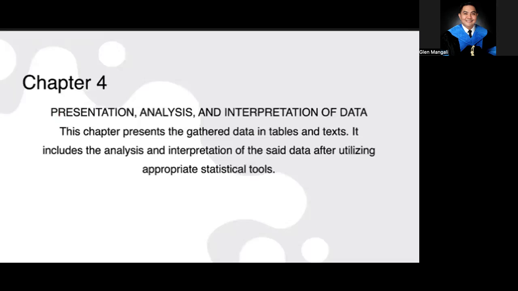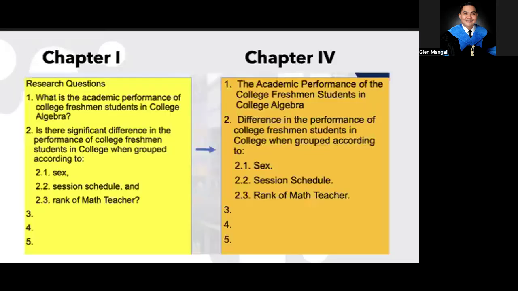So chapter 4 focuses on the presentation, analysis, and interpretation of data. This chapter presents the gathered data in tables and in text. It also includes the analysis and interpretation of the said data after utilizing appropriate statistical tools. So how is this related to chapter 1? In chapter 1, where you presented your research question, chapter 4 should also answer the question that you have presented earlier on.